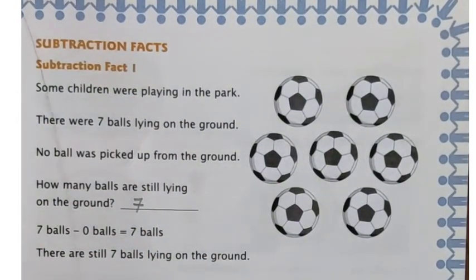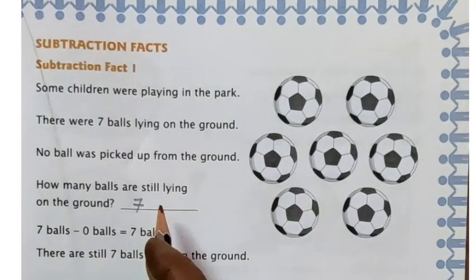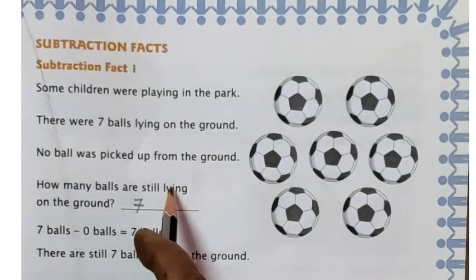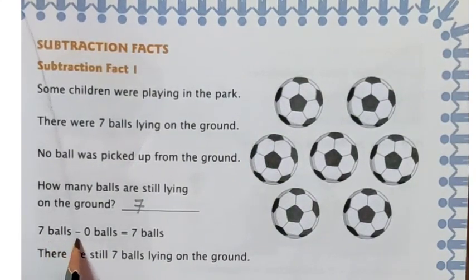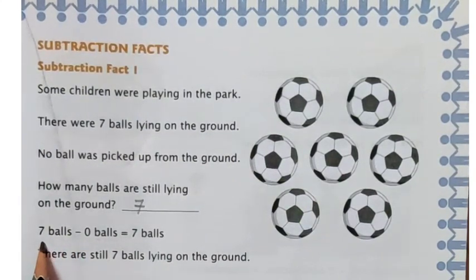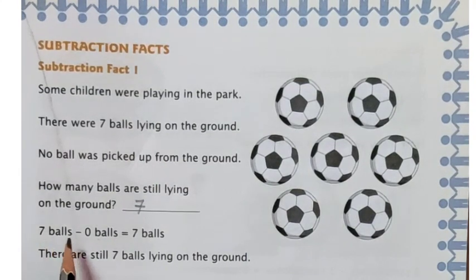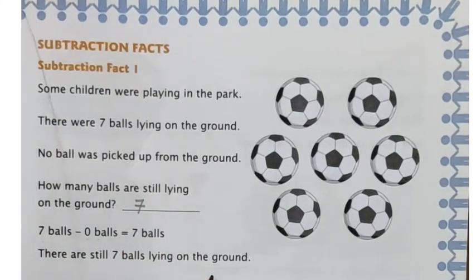7 minus 0, that is the same thing we have seen or read above. The same thing is written in a statement. 7 balls minus 0 balls. There were 7 balls lying on the ground, but no one took the ball. So 7 balls minus 0 balls equals 7 balls. There are still 7 balls lying on the ground.